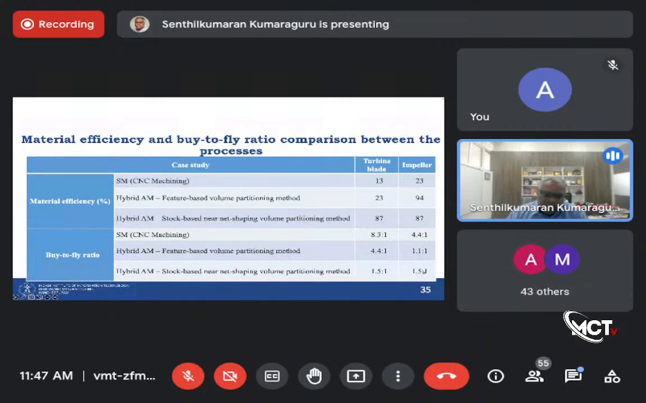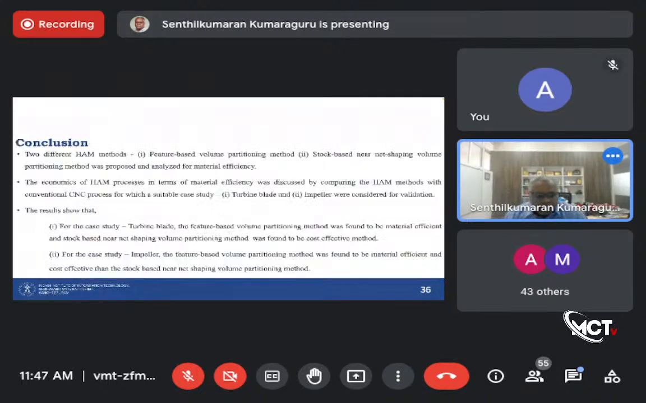So then you have hybrid, right? So you can see that the impeller does fairly well in feature-based stock partitioning and feature-based volume partitioning. This is a very interesting insight that we have got. So that's the conclusion that I have about the two different hybrid manufacturing processes, the ways to partition that we have analyzed, and the economics we have analyzed.